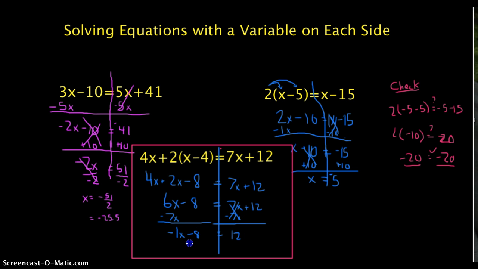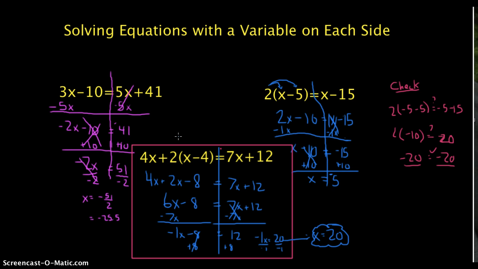All right, to undo the minus 8, I'm going to add 8 to both sides. So now over here, I'm left with negative 1x equals 12 plus 8 is 20. Divide by negative 1, and I get my solution, which says that x is equal to 20. Okay, so that's the solution to this equation. Okay, and we could go back in and substitute.